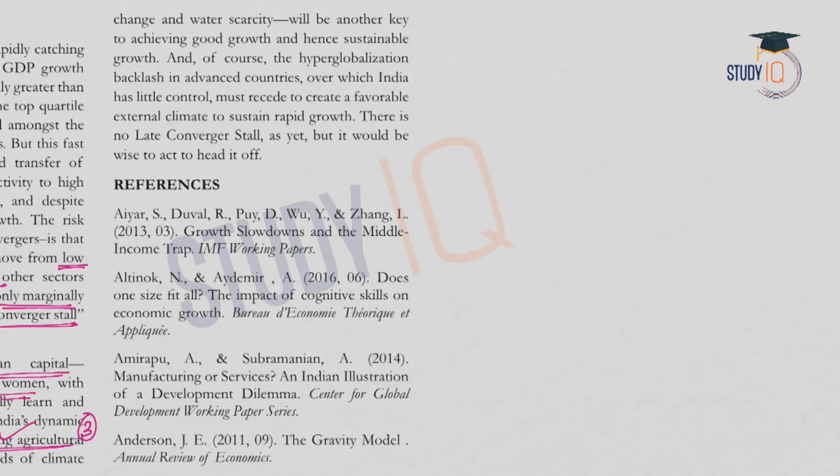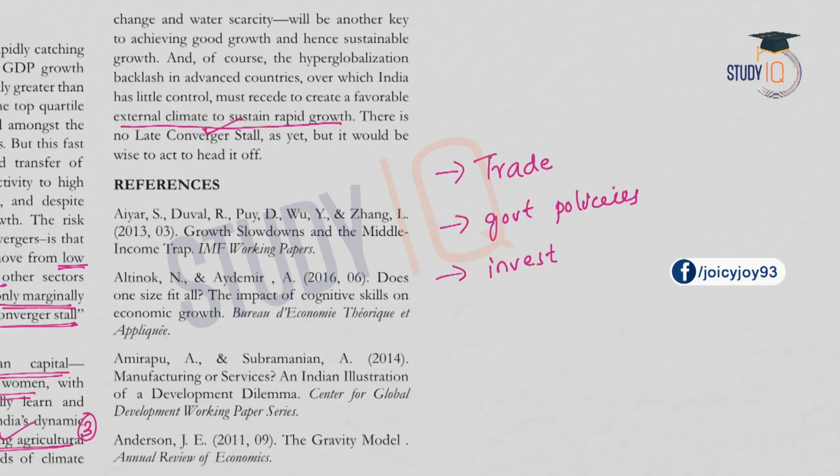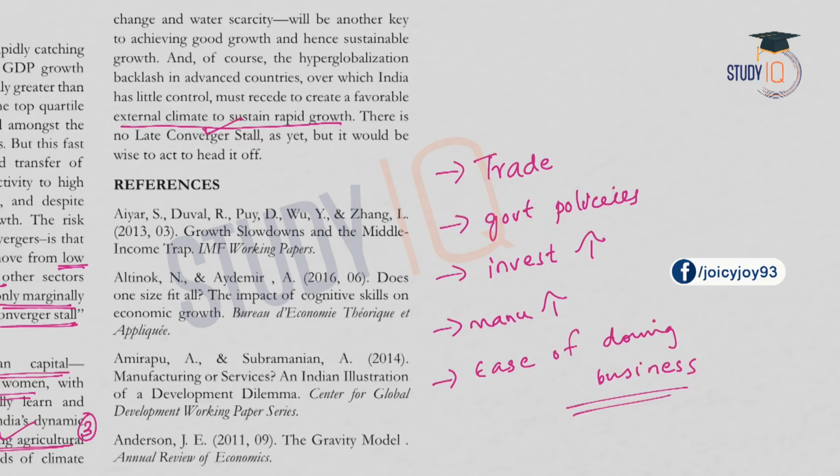And fourthly, in order to tackle the problem of hyper-globalization backlash, India has to create a favorable external climate to sustain rapid growth. So what is meant by external climate to sustain rapid growth? The trade patterns should improve. Government policies must improve. The investment opportunities must improve. The manufacturing sector should improve. There must be ease of doing business. The trade environment itself should improve. So this can create a climate that can help in sustainable and also rapid growth for the economy.